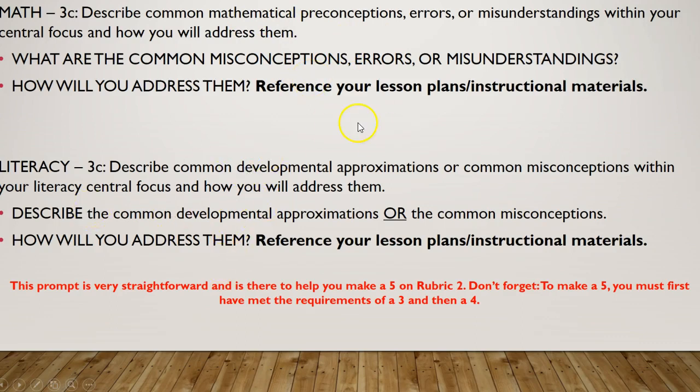And very similarly, here in literacy, you want to describe common developmental approximations or common misconceptions within your literacy central focus and how you will address them. So, common developmental approximations or common misconceptions. So, for example, you know how students will see Illinois and they'll mispronounce it. That's one that has to do with reading. So how do you plan to deal with these things?